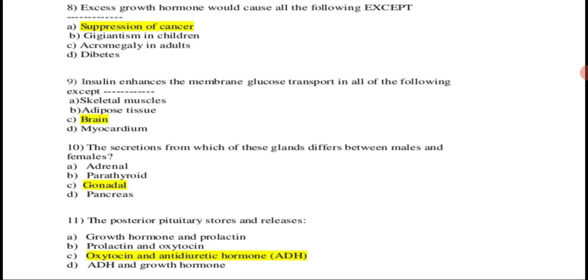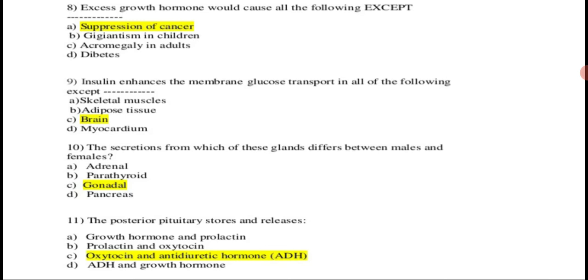The posterior pituitary stores and releases: the answer is option C, that is oxytocin and antidiuretic hormone, that is ADH. The posterior pituitary gland stores and releases oxytocin and ADH. Oxytocin is released in response to activation of sensory nerves during labor at the time of delivery, breastfeeding, and at the time of sexual activity.